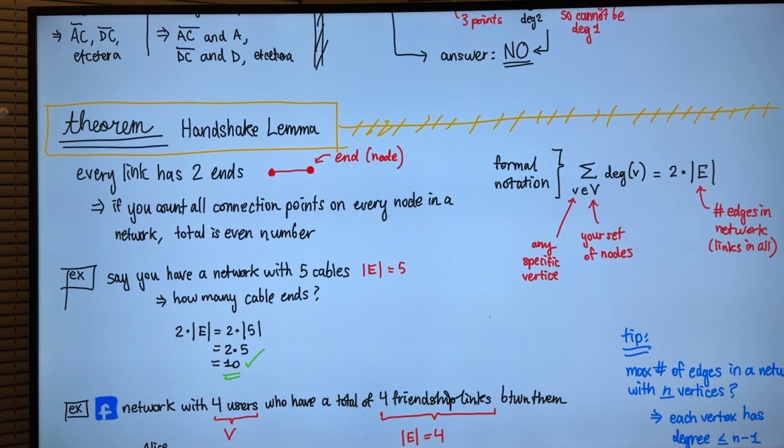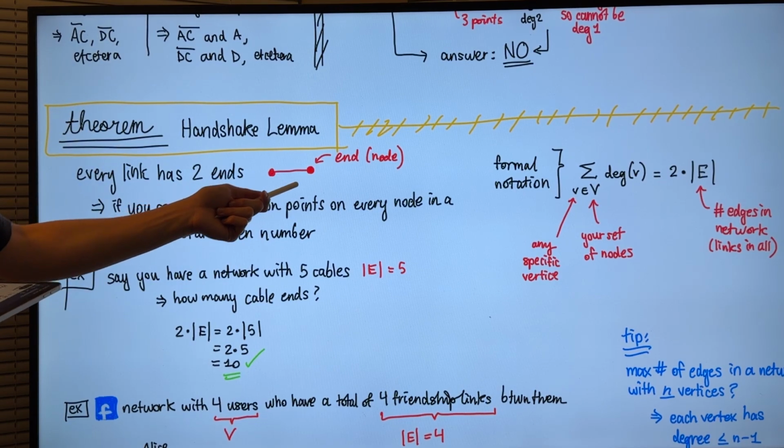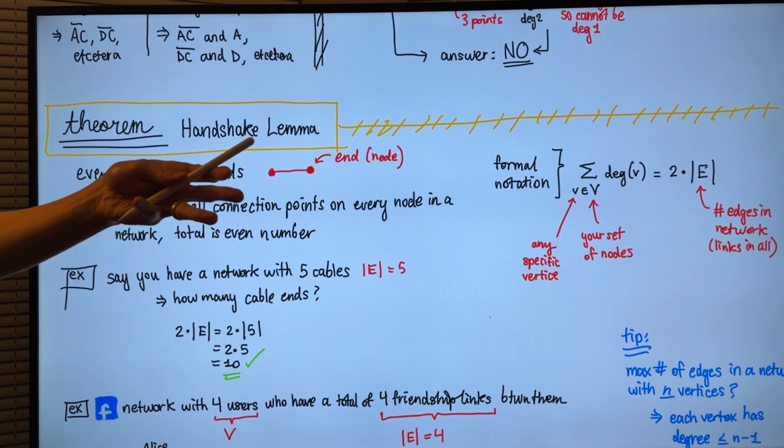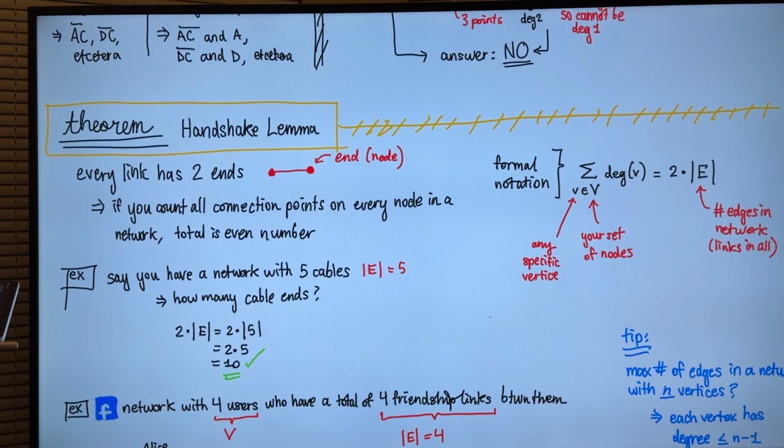So the idea of the handshake lemma is that every link has two ends. Remember the nodes, the vertices, what have you. So this little doodle here kind of visualizes it, right? Imagine each little node is a hand and those hands eventually meet, right? It takes two to make a handshake.